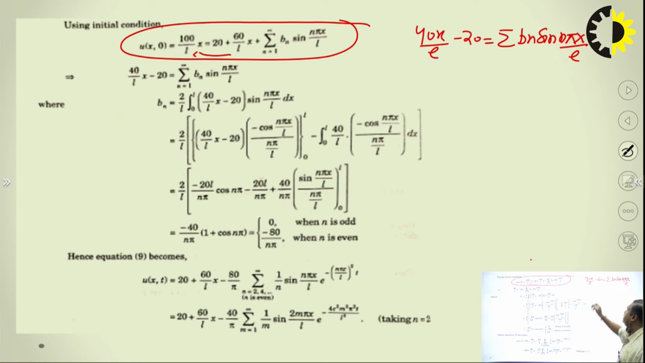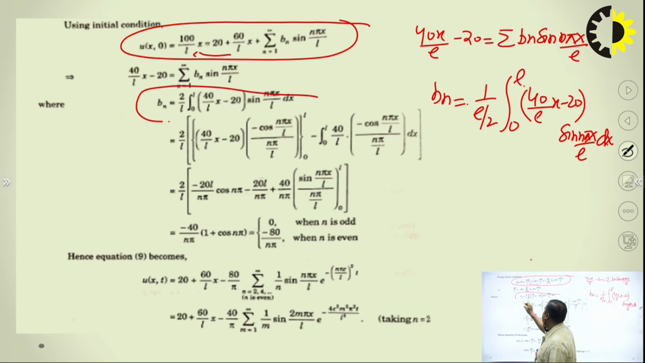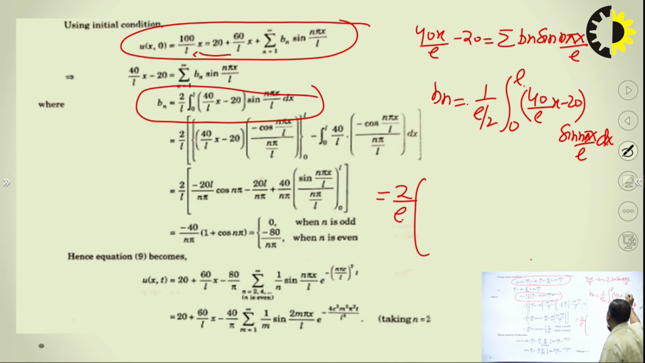Now you will find the value of Bn by the half range sine series. Bn is to be calculated by half range sine series: (2/L) integral from 0 to L of (40x/L − 20) sin(nπx/L) dx. And that becomes 2/L, and integration by parts. This is taken as first function, this as second function.